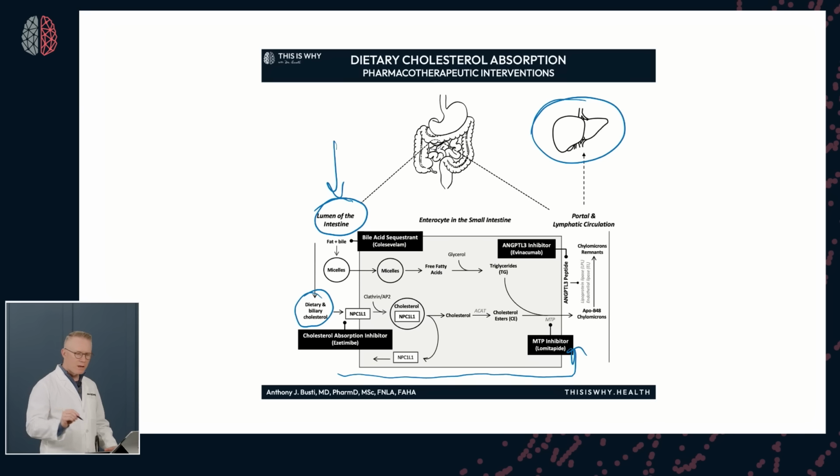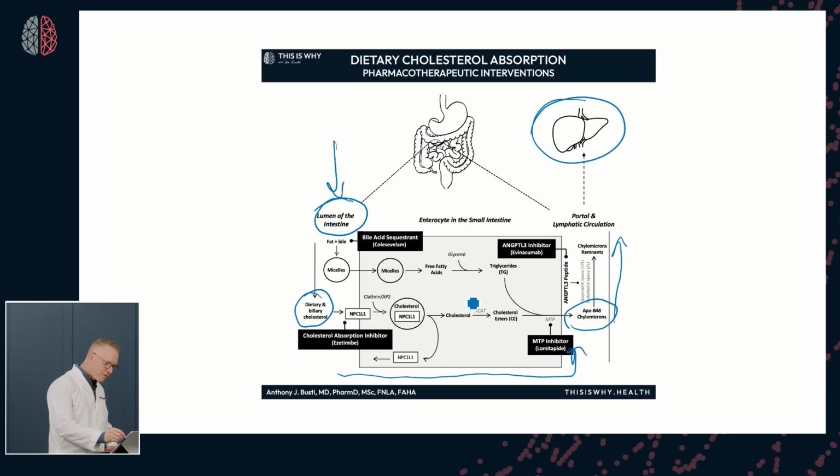So as that breaks down and we break down the dietary and biliary cholesterol, it has to get across and through the cell membranes of the enterocyte of that intestine, where then it can be processed and packaged and eventually kicked out as ApoB48-containing chylomicrons. Again, those chylomicrons are going to go up through the portal circulation to the liver. Well, the liver will extract it out.